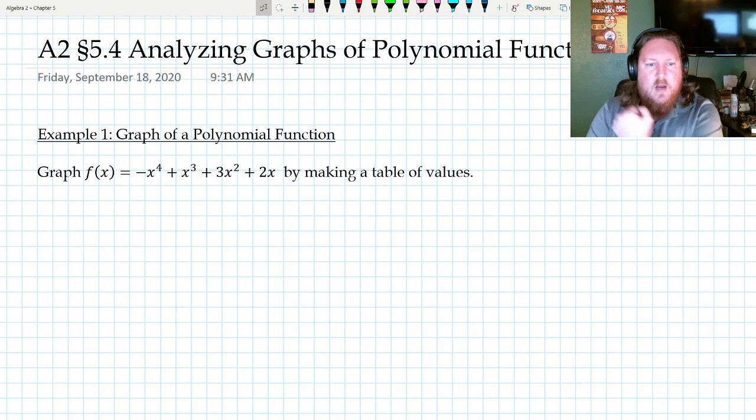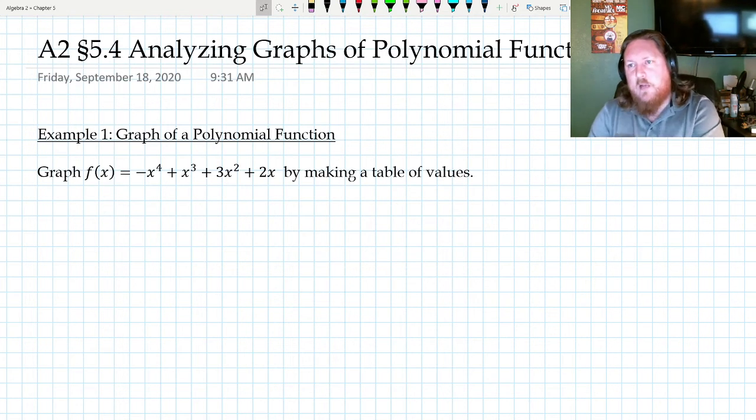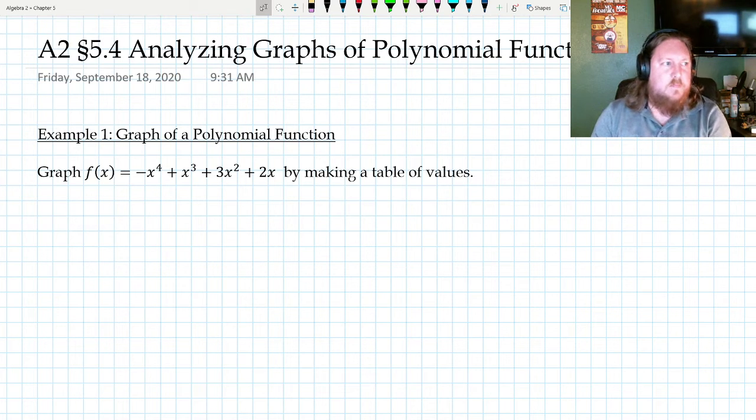Algebra 2, Chapter 5, Section 4, Analyzing Graphs of Polynomial Functions.